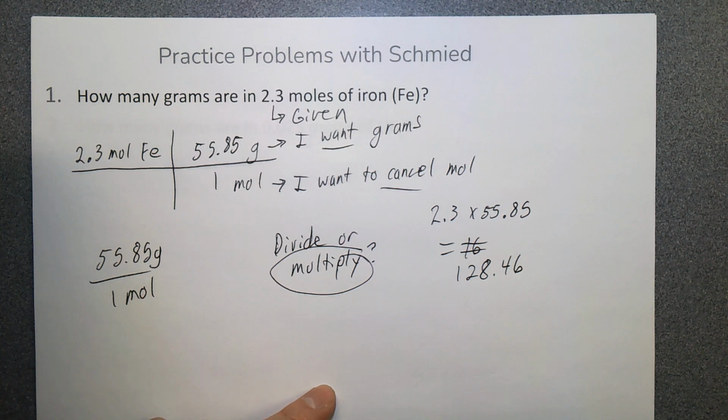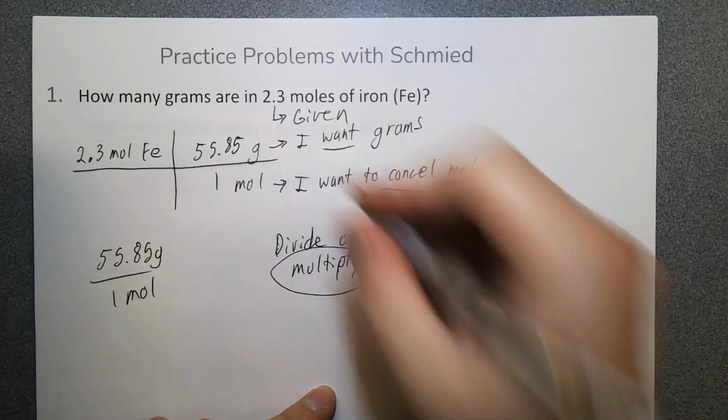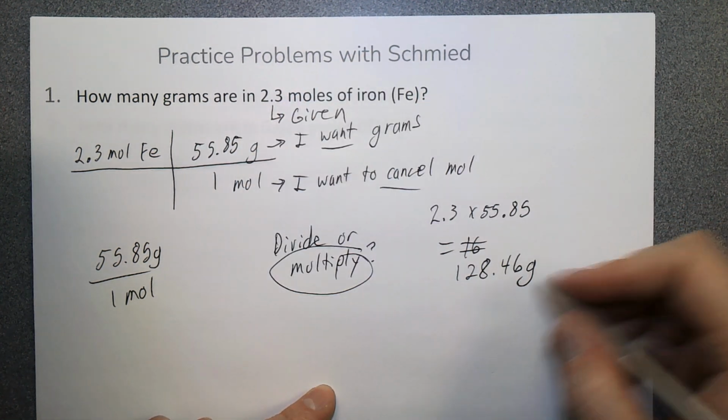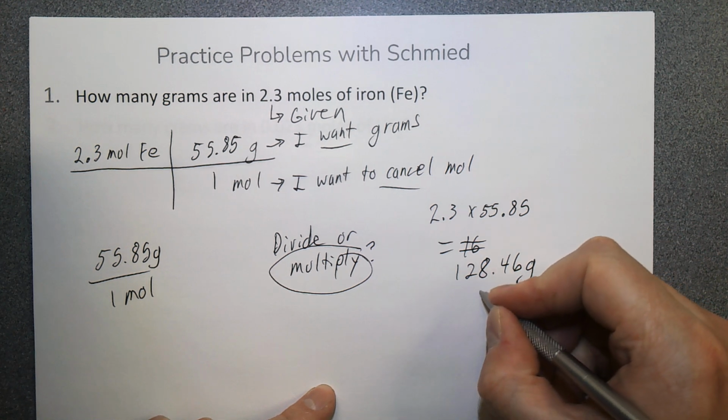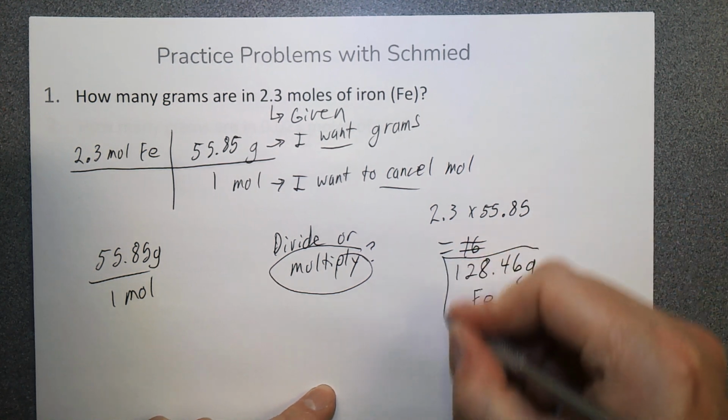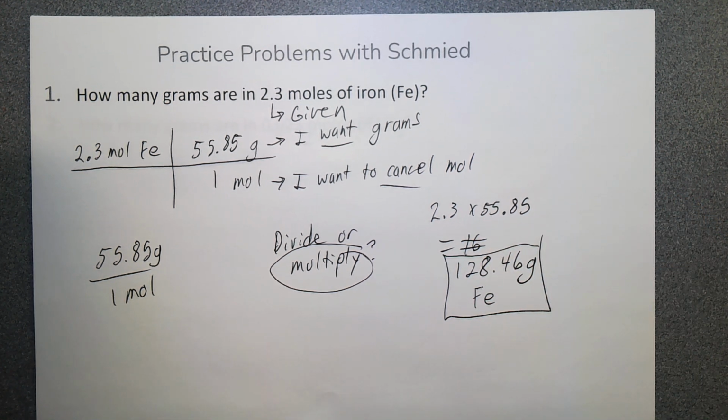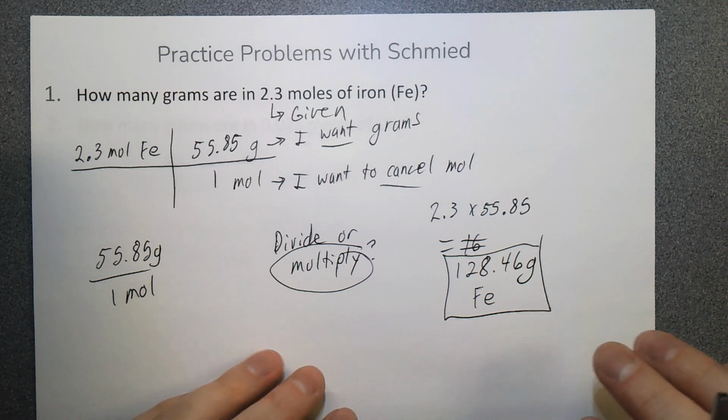And we need to be specific. That is grams, since that's the unit that we wanted. And it is specifically grams of iron, or Fe. We need to be specific about what it is. All right, next one. Move on to number 2.